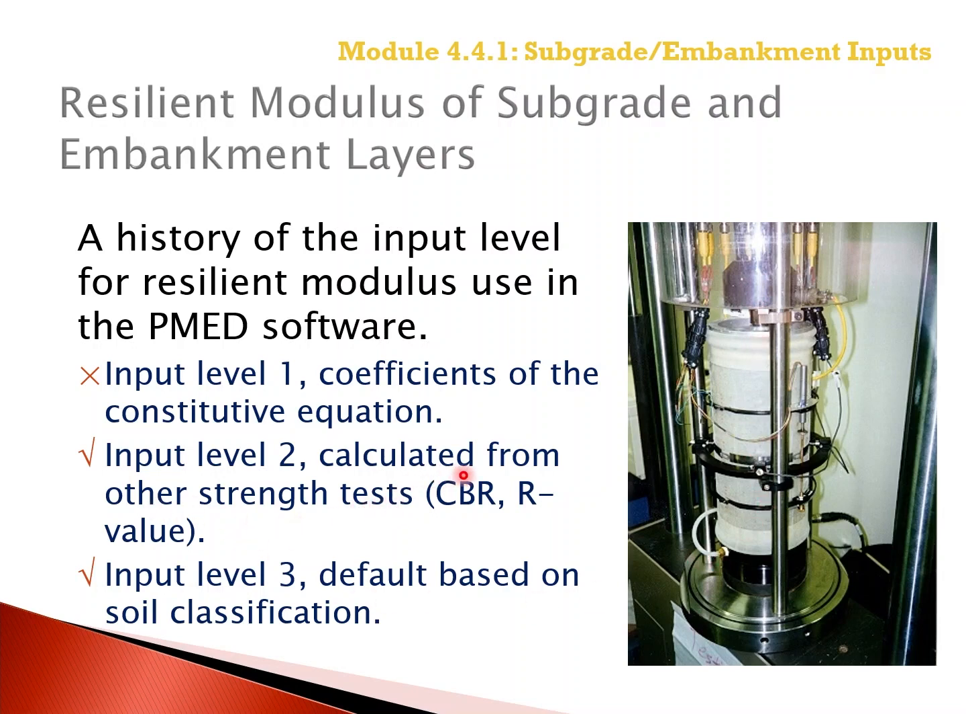Input level 2, as we noted previously, is calculated from other strength tests. Input level 3 is defaults based on soil classification. The quasi-input level 1 is currently used, but the constitutive equation is not embedded or directly included in the AASHTO software that the user has access to.